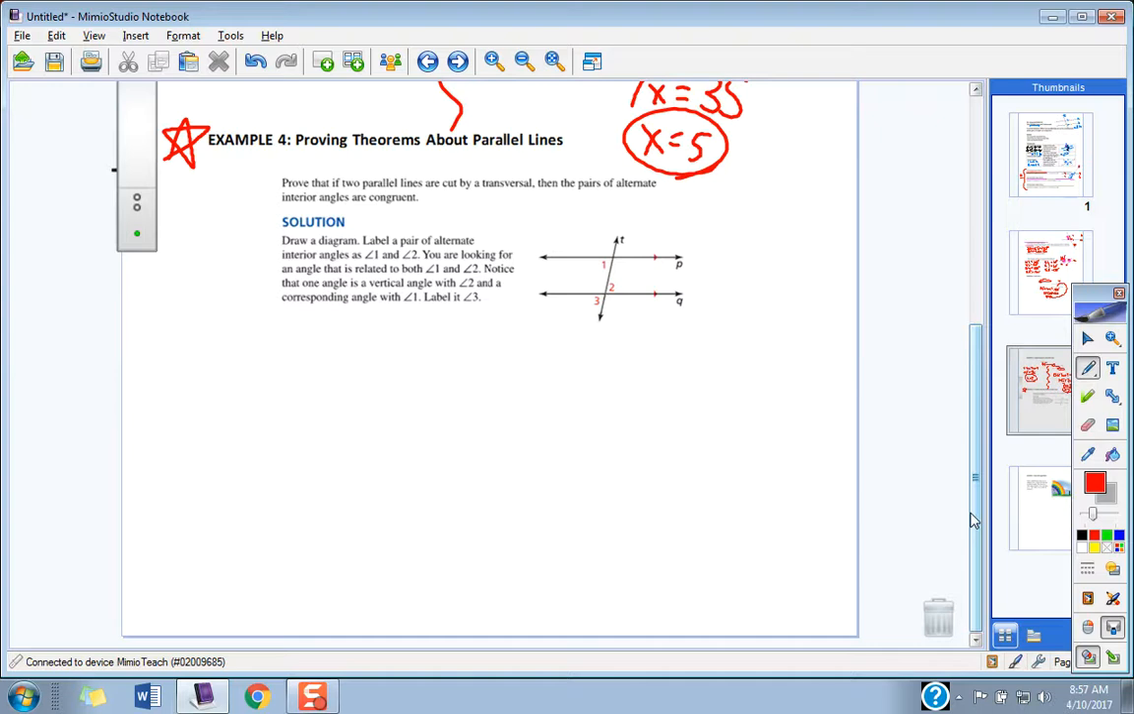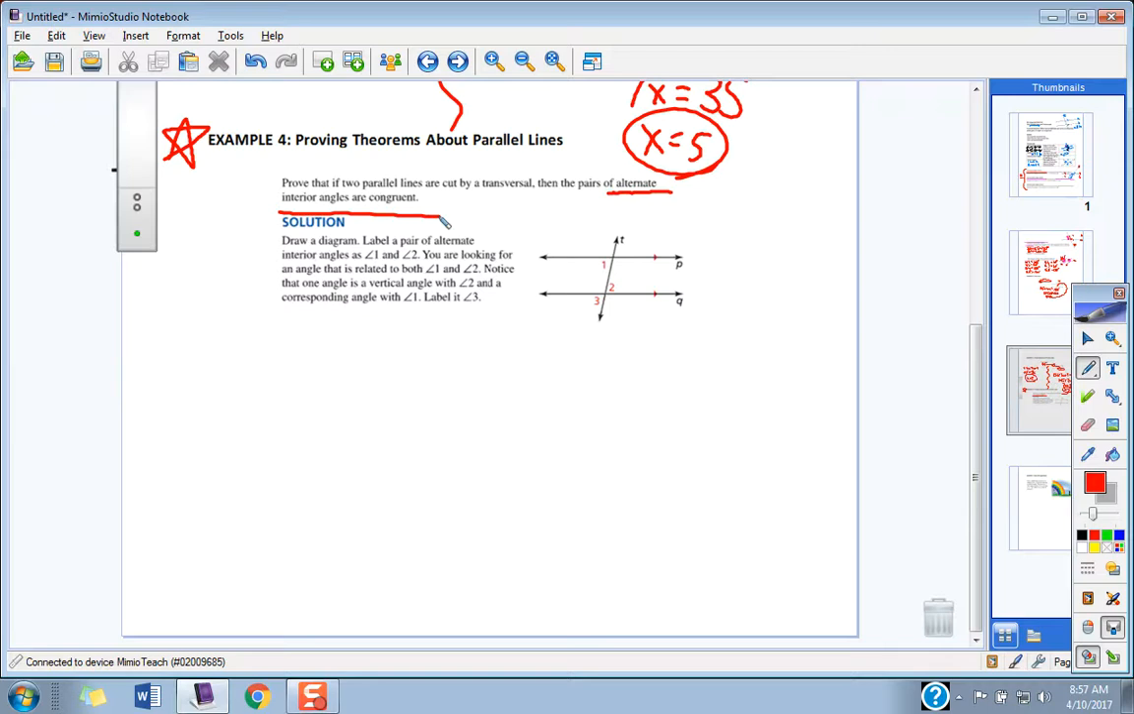Okay? Guys, it says prove that if two lines are cut by a transversal, then the pairs of, I'm going to underline this, we need to show that alternate interior angles are what? What are we trying to show? Hello? Stay with me, please. Get off your phones and stay with me. Alternate interior angles are congruent.